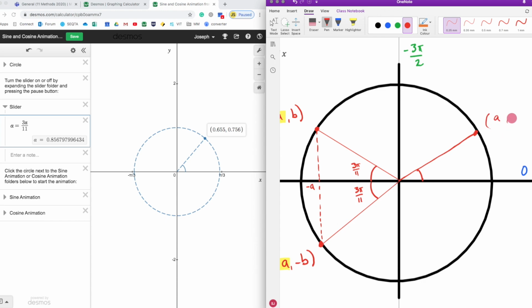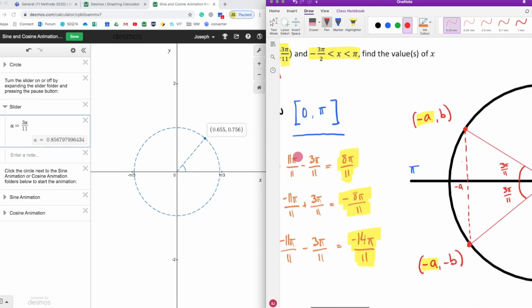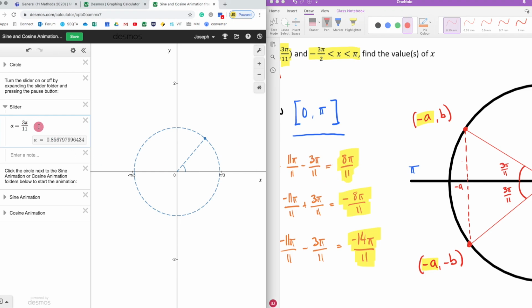And we said it was A and B. Well, it turns out that A is negative 0.655. And we said this was 3 pi on 11. So that's what we've just done now. But we wanted to find when this was negative. So what we're saying is we're going to get negative 0.655. So let me say that again. We're going to get negative 0.655 when we have 8 pi on 11. So let's test that out. What if I have 8 pi on 11? It's going to take me over here, and my cos is going to be negative 0.655. That's exactly what we found.